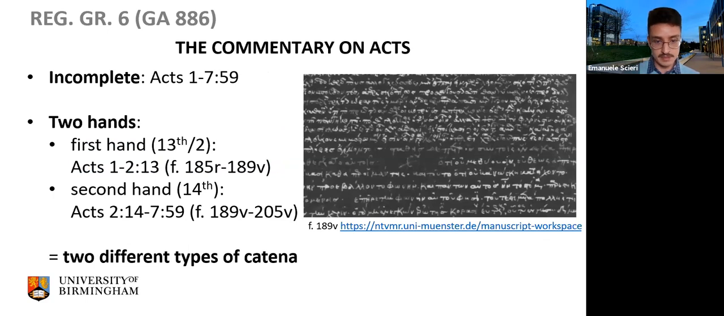The rest of this presentation will focus on the commentary on Acts. As mentioned above, this is incomplete and was copied by two different hands. The first hand is responsible for Acts 1 to 2:13, whereas the second hand supplies Acts 2:14 to 7:59. However, not only are the two fragmentary texts transcribed by different copyists, but they also reflect two different types of catena on Acts. I will provide a brief description of the second text, whose features are typical of the mainstream kind of catena, and then move to the first text, which presents more singular characteristics.